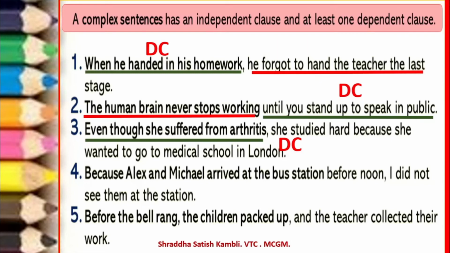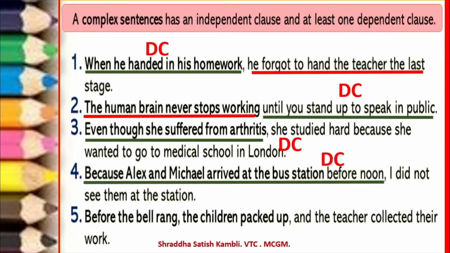Coming to the next example, because Alex and Michael arrived at the bus station before noon, I did not see them at the station. Yes, I'm sure you have found out the answer yourself. Because Alex and Michael arrived at the station before noon is the dependent clause, and the remaining part of the sentence, I did not see them at the station, is the independent clause. And remember, again and again I'm repeating, all independent clauses are examples of simple sentences.